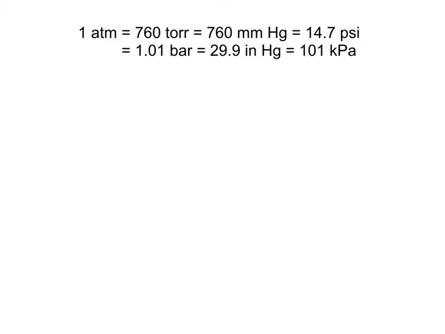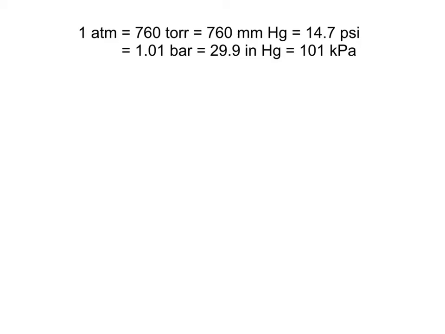You are going to need to know bars and inches and kilopascals and psi, which is pounds per square inch, and that atmosphere is the smallest of all of them, as far as 1 atmosphere equals 760 torr. So 1 atmosphere equals all of these things. So 29.9 inches mercury is equal to 101 kilopascals is equal to 1.01 bar, or 14.7 psi, and of course 760 millimeters mercury or torr.